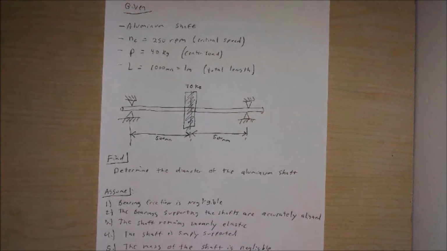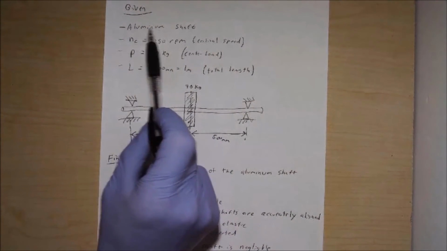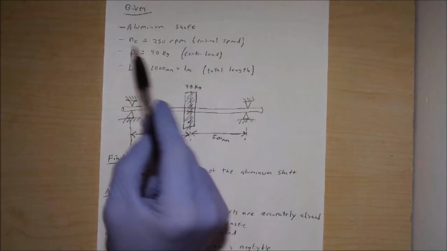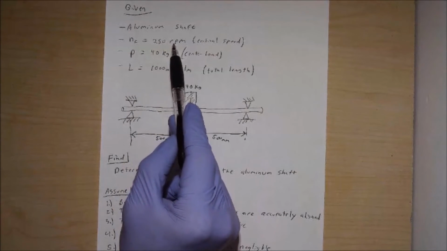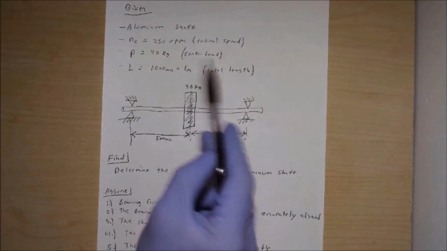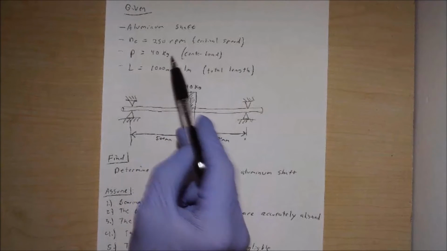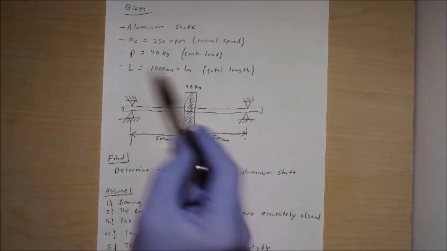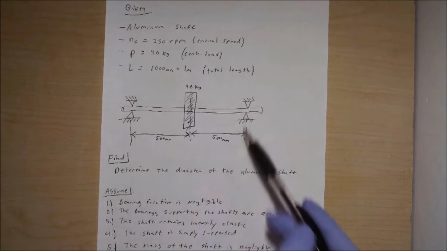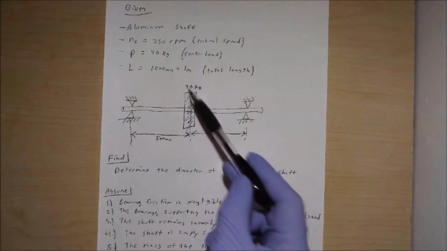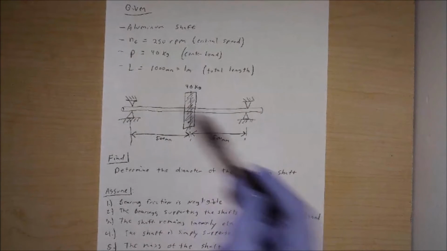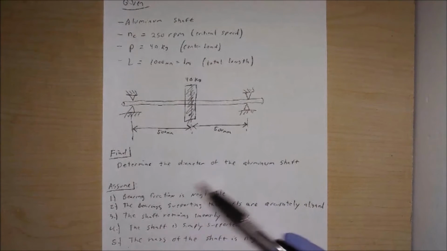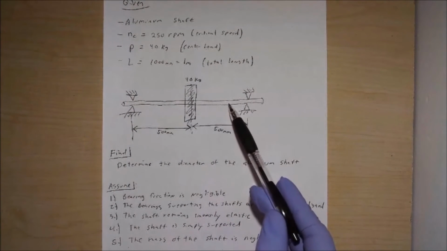So we do that, and the first thing we see is that we know our material, it's aluminum, and we're dealing with a shaft. They tell us in this case our critical speed is given as N sub C equal to 250 RPM. We have a center load giving us P equal to 40 kilograms, and a total length of our shaft of 1 meter, or 1,000 millimeters, whichever units we want to deal with. So we have our simplified diagram here: center mass 40 kilograms, aluminum shaft, total of 1 meter. They ask us now to find the diameter of this aluminum shaft.